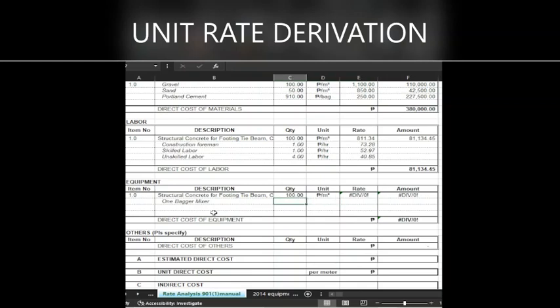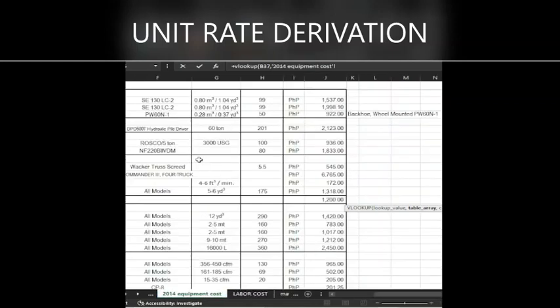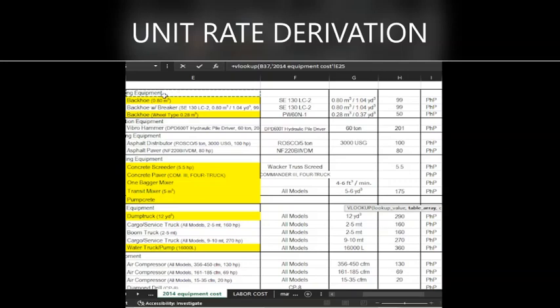So we need one, piso per hour. Then the rate is, we will look up also the equipment rates from DPWH. We'll look up one bagger mixer. Then from equipment, this one.